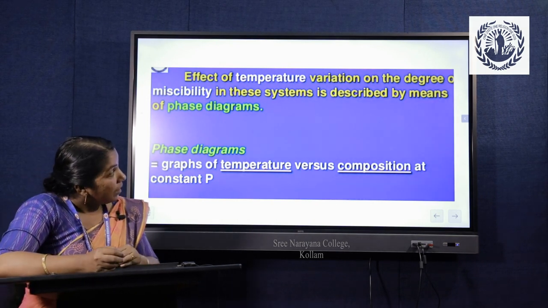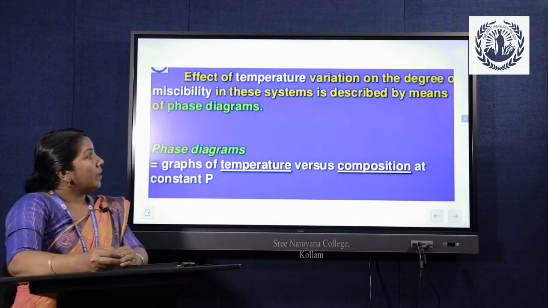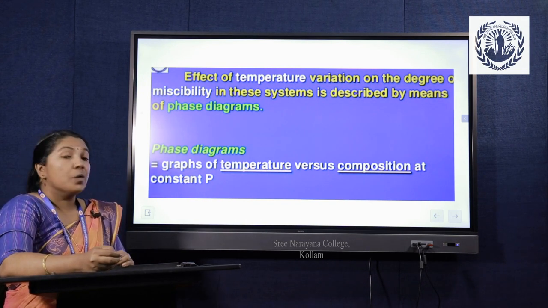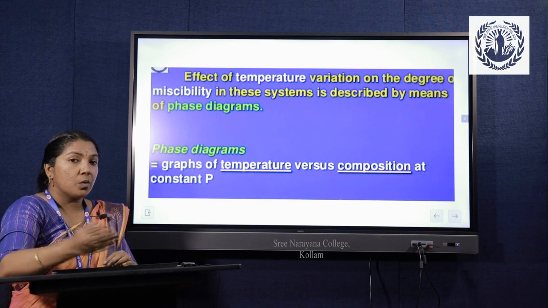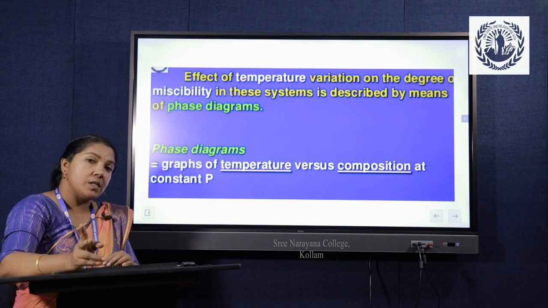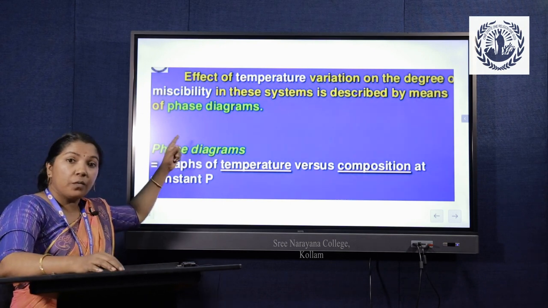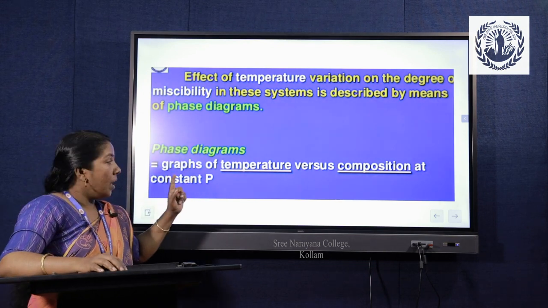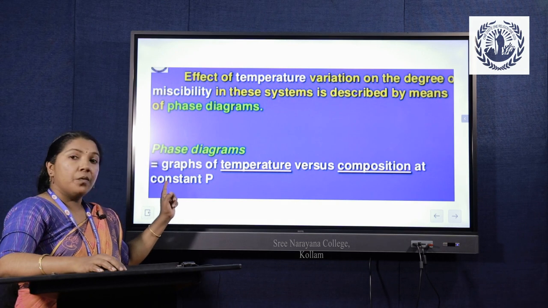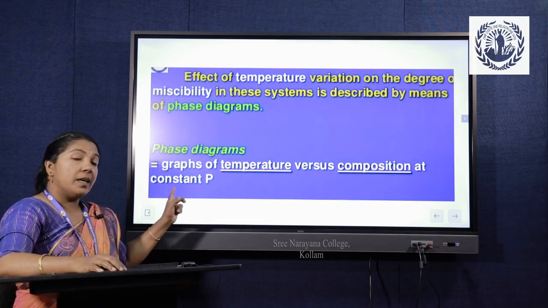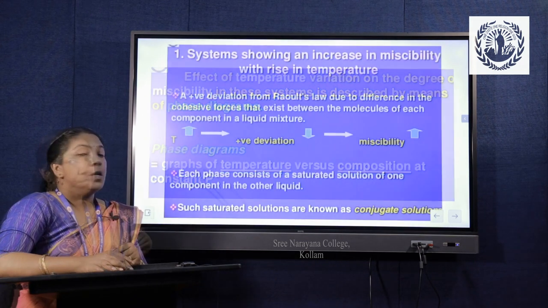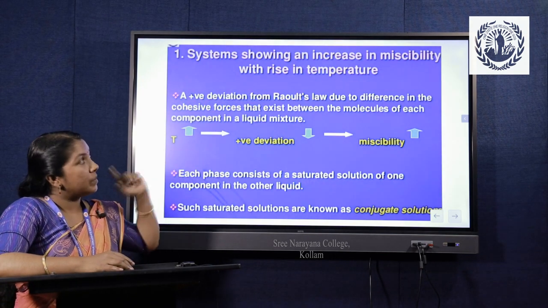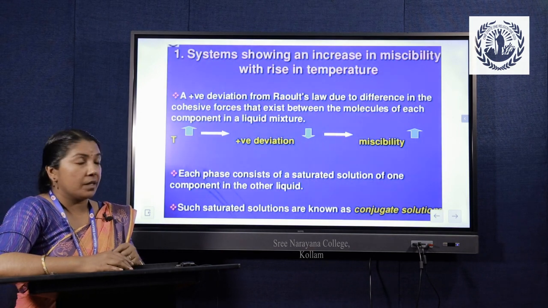The effect of temperature variation on the degree of miscibility in systems is described by means of a phase diagram. That is, the effect of temperature on the miscibility of two liquids can be expressed by means of a phase diagram. So, let us discuss what phase diagrams are. Phase diagrams are graphs of temperature versus composition at a constant pressure. First, we are discussing systems showing an increase in miscibility with the increase of temperature.